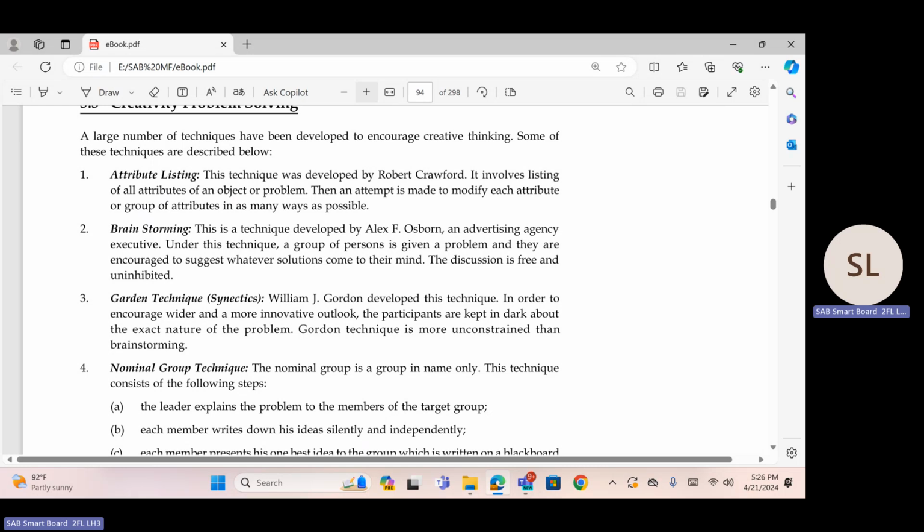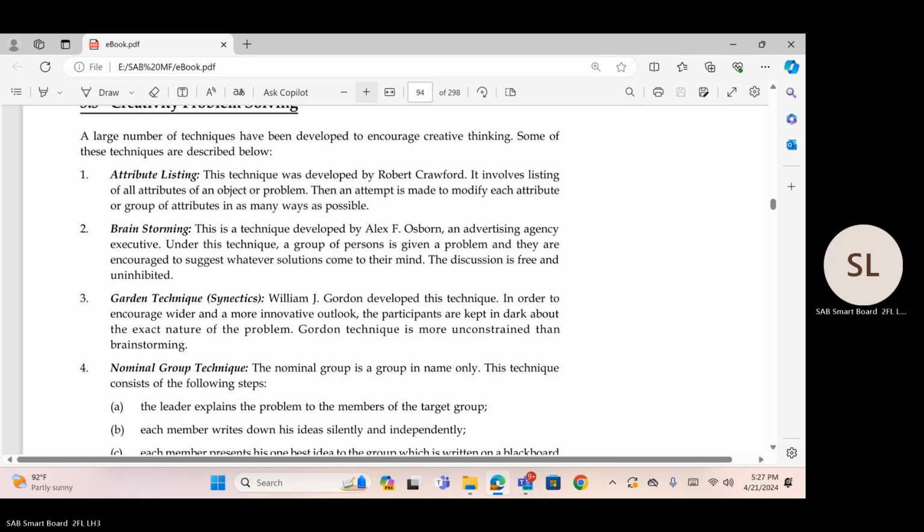Finally, everybody makes the final decision at that time. Then the Gordon technique is a little different one, developed by Gordon. In order to encourage a wider and more innovative outlook, the participants are kept in the dark, blind about the exact nature of the problem. Therefore, this is more unconstrained than brainstorming.